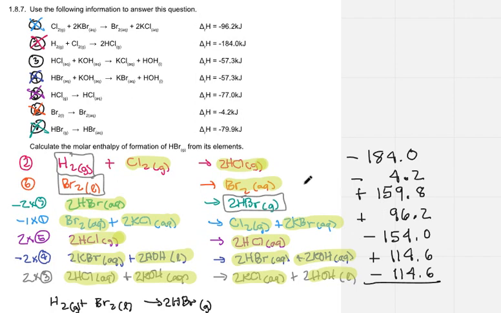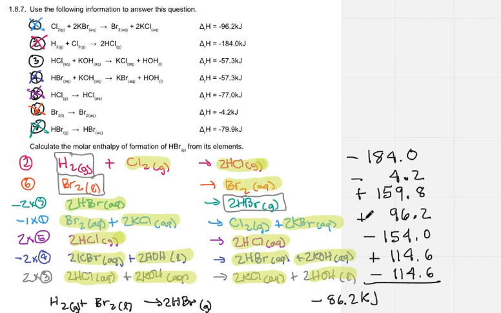And then, because we added all these reactions together to get this one, we add all these delta H's together. So minus 184 minus 4.2 plus 159.8 plus 96.2 minus 154. And the 114.6's are just going to cancel, so I'm ignoring them. And I get minus 86.2 kilojoules.